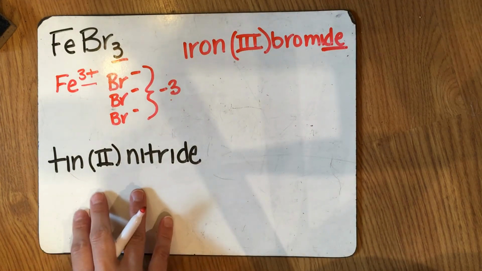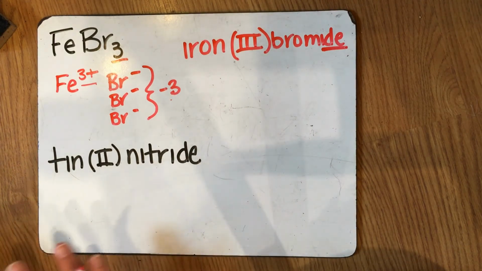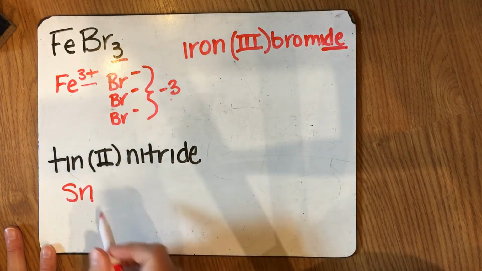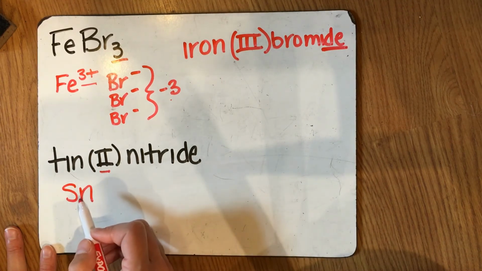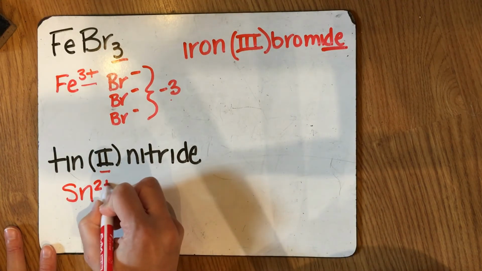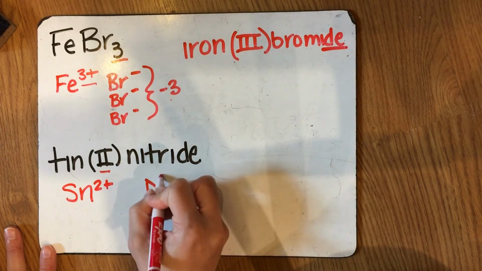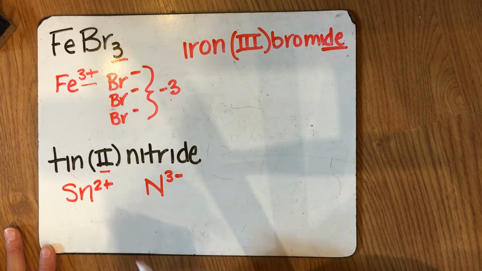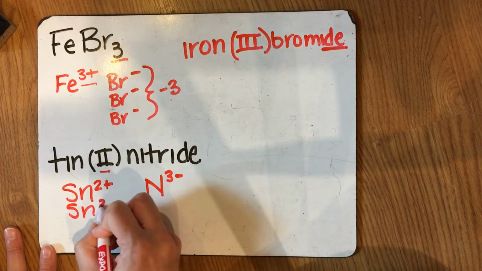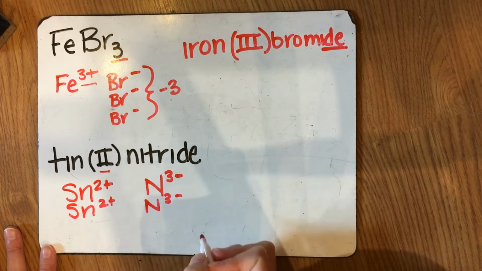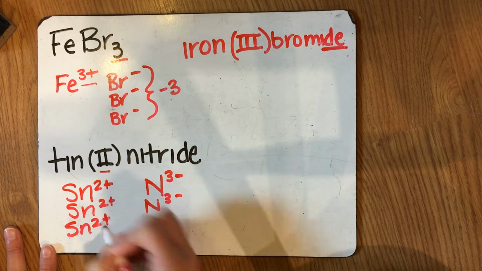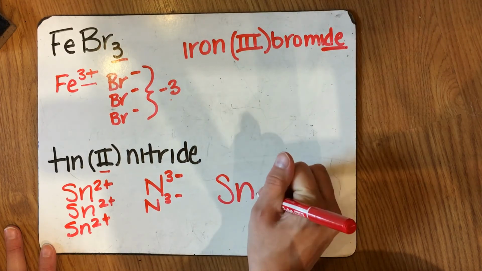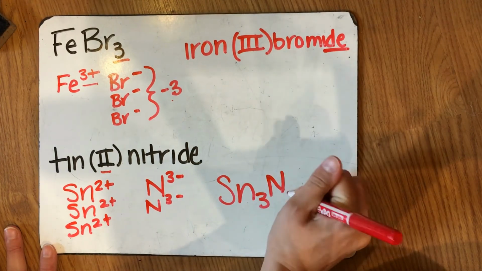In order to write the symbol, it's pretty much like a regular ionic compound. Tin is Sn, and we don't even have to look at the periodic table because it tells us right here that the charge is 2+. Nitrogen is N. When we look at the periodic table, we see that that is 3-. And so we basically have to go through again and add ions until they cancel out. So now we have 6 positives and 6 negatives. So our formula would be Sn3N2.